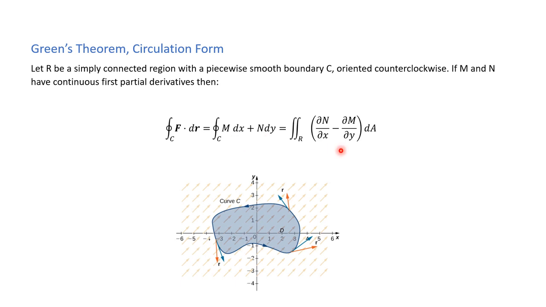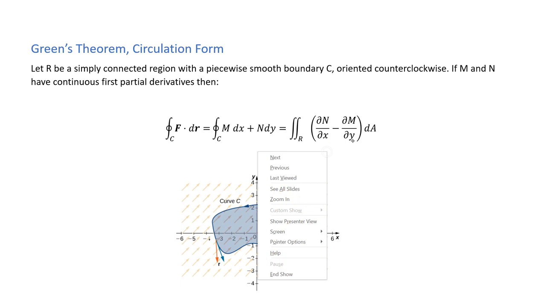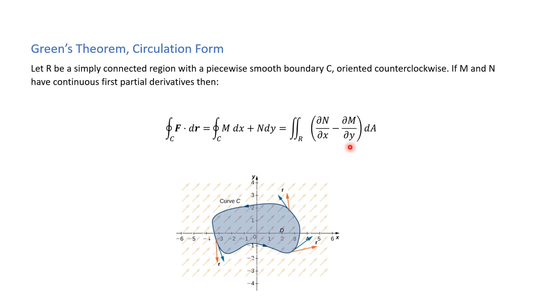That is the same thing as integrating over this area. So we can set this up as a double integral instead and integrate over this entire area. And the quantity that we're going to integrate is dN/dx minus dM/dy. So that's what Green's theorem is saying. It's saying that we can convert a line integral on a closed path into an area integral. And there are cases where one is going to be easier than the other.